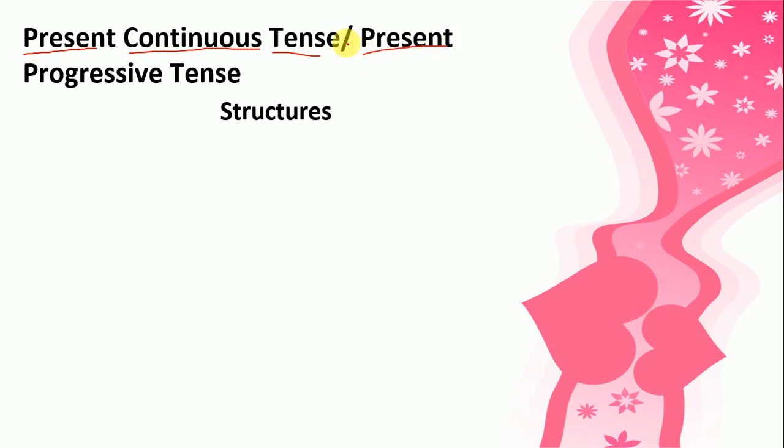Now it's also called present progressive tense. As I said, progressive also means continuous, and tense is the form of a verb which shows the time of an action.